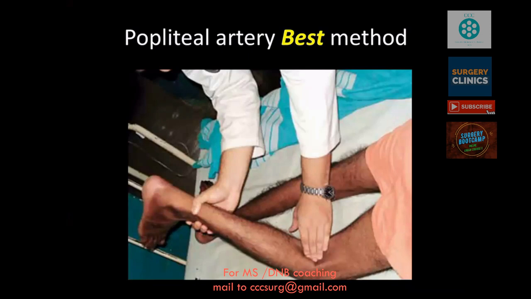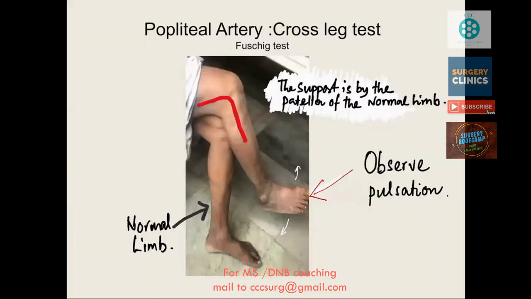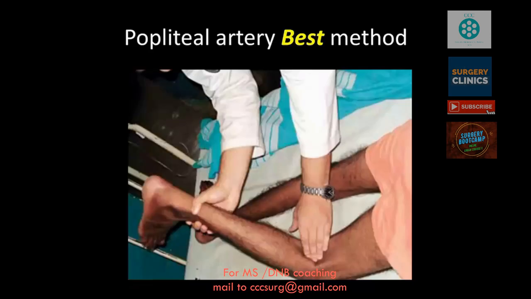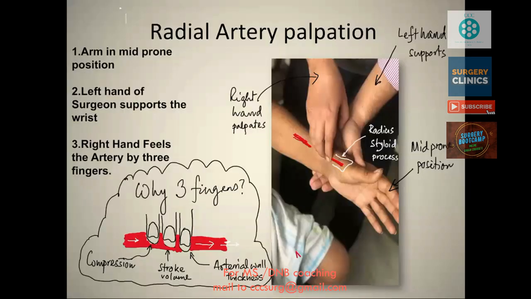The patient is prone, and you feel in the intercondylar fossa of the femur. So if that was the tibia that you are palpating against, this is the femur that you are palpating against. Common femoral is about 1.5 inch below the mid inguinal point between the symphysis pubis and the anterior superior iliac spine. Radial artery palpation is a very standard one.